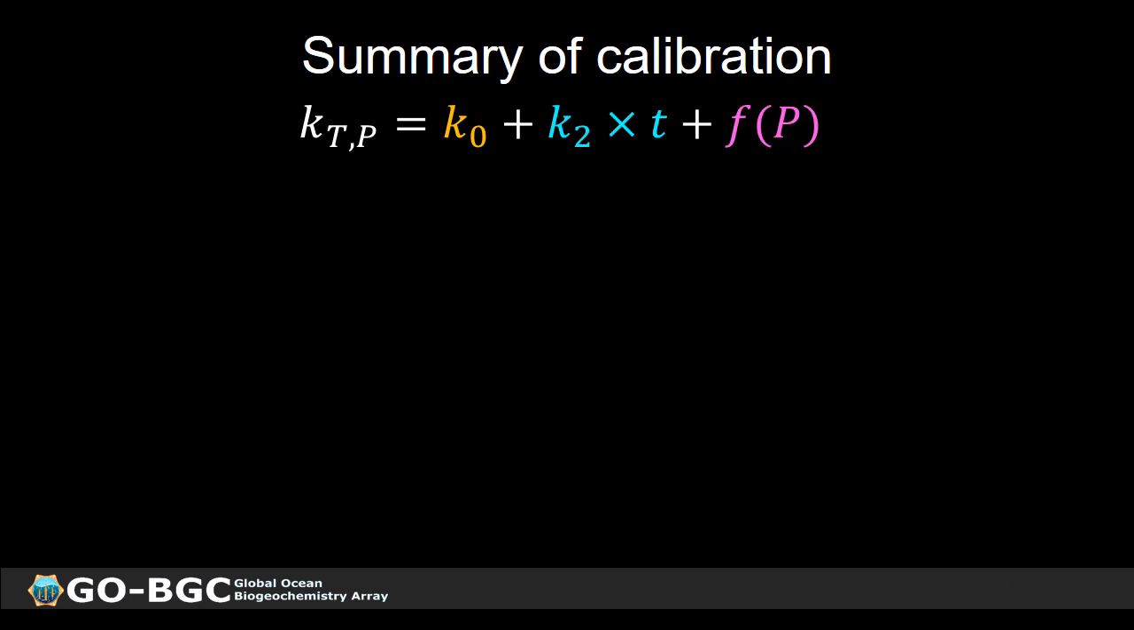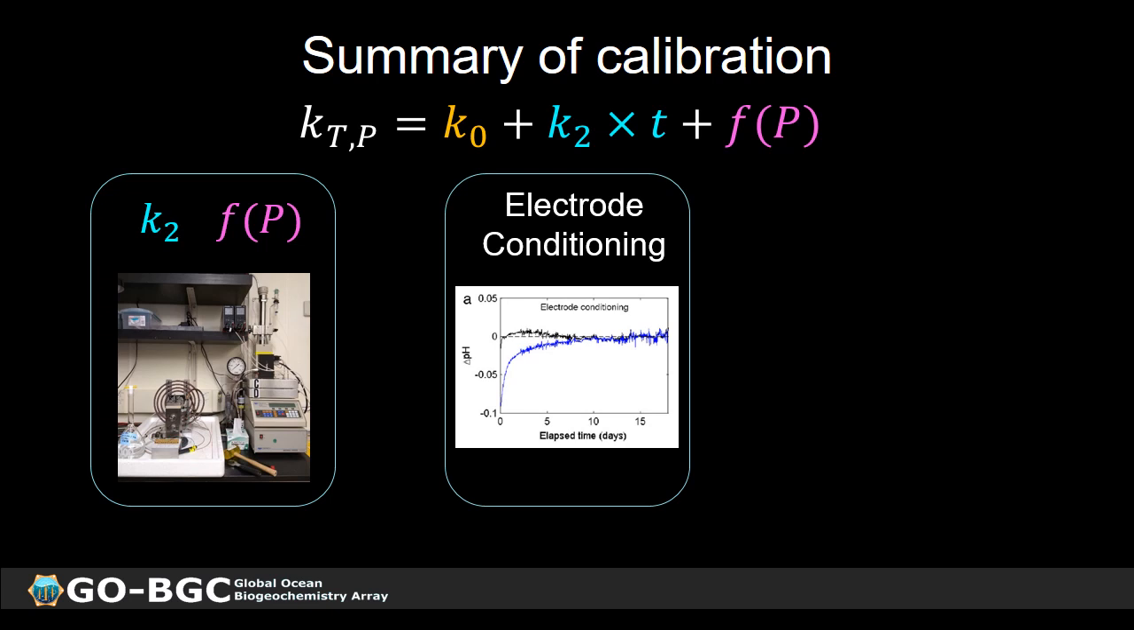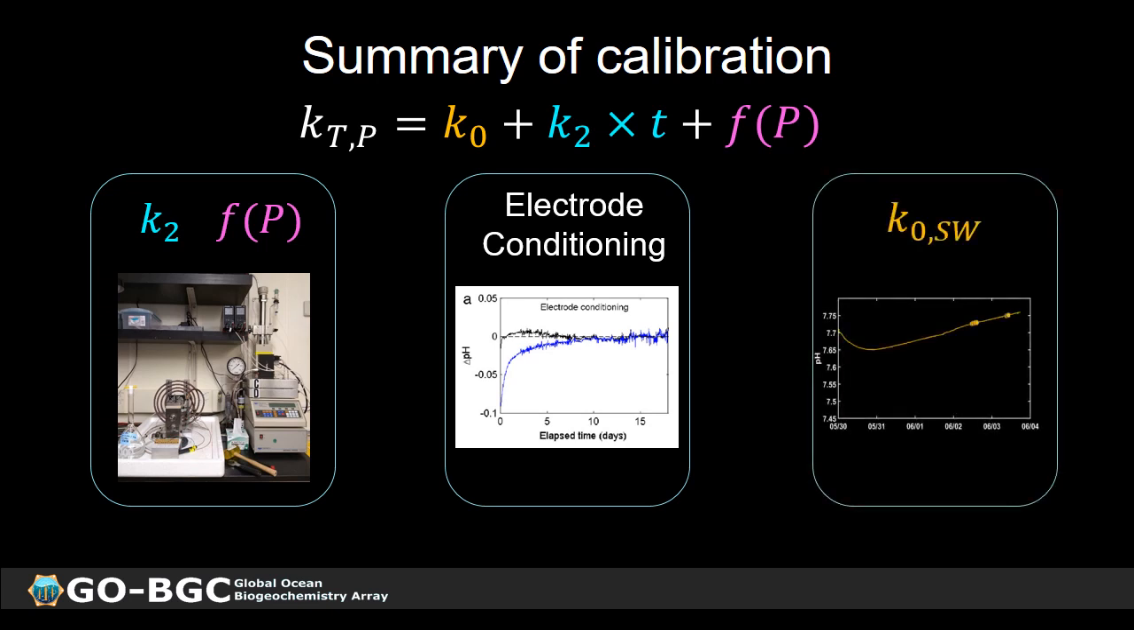So basically, the summary of the calibration: we first have to measure K2 and f of p, which are the temperature and pressure components of the calibration coefficient. Then we need to let it equilibrate in seawater for about a week. And then we finally characterize K0 in seawater by taking discrete samples while the sensor is measuring pH.